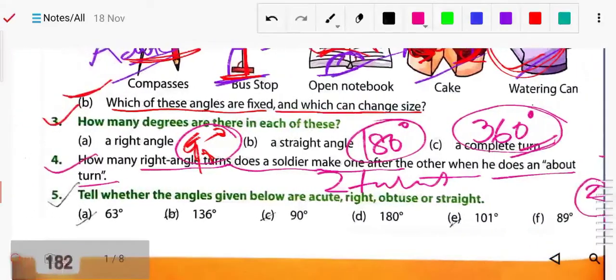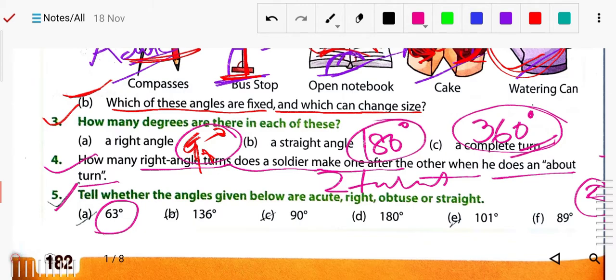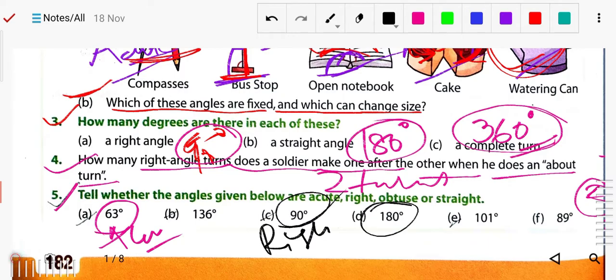Now number 5. Tell whether these angles below are acute, obtuse or straight. You have to write down that it is acute, here is 63, less than 90, more than 0, between 0 to 90. So this is the acute angle. Which type of angle? Acute angle. Here you can see 90 degree, so which type of angle? Right angle. Here is 180, straight angle. 101, you can say obtuse. Again 89, acute. 136, obtuse. Likewise you have to write the name of the angles only.